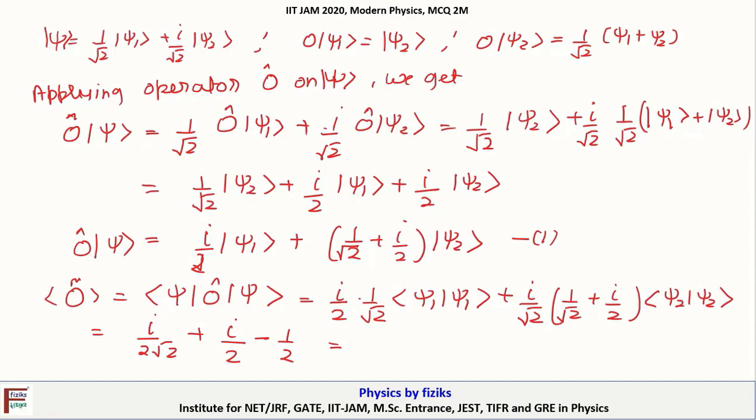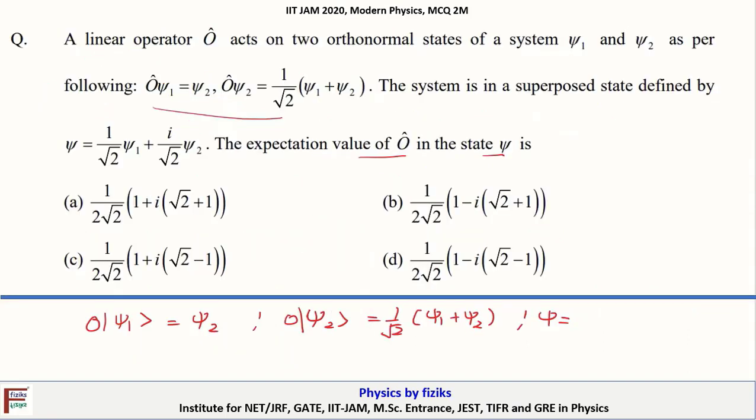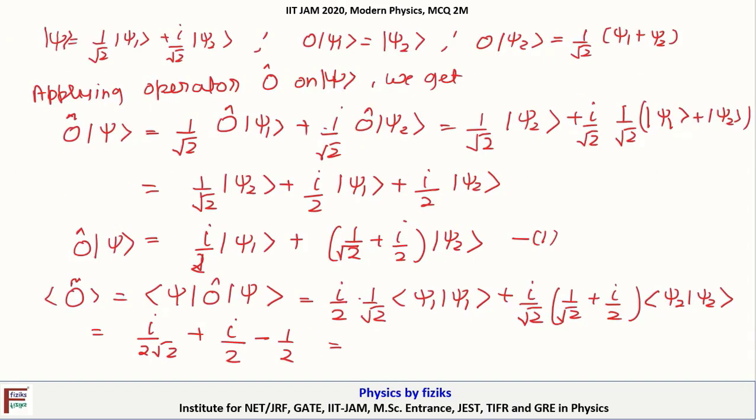So we can combine this result. Let us check the first option. Option is given in terms of 1 by 2 root 2. So let us combine it. 1 by 2 root 2 is common. So we would have i root 2 plus 1 minus root 2.